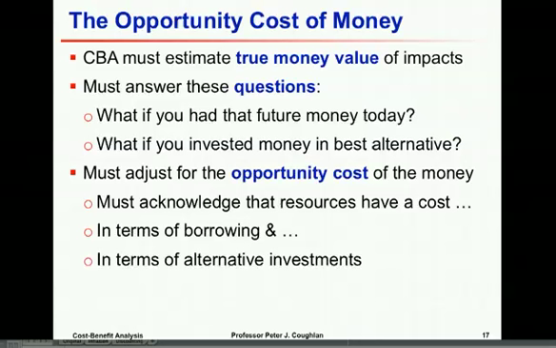So again, what is the best alternative? Well, in this case, the best alternative for that money might be consumption now, buy the TV now, or it might be investment, to raise what you can consume later, right? And so when we think about the true money value of impacts, we've got to think in terms of the opportunity cost of money. The idea is that resources have a cost in terms of borrowing and in terms of the alternative investments for which they could be used.